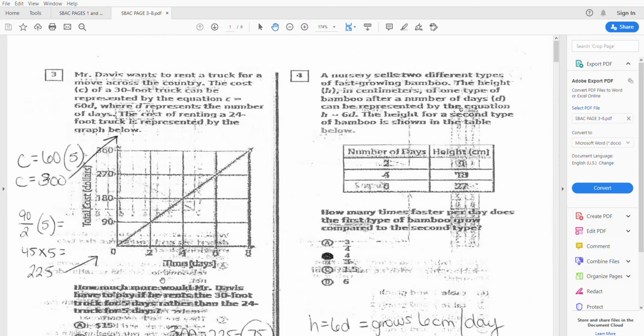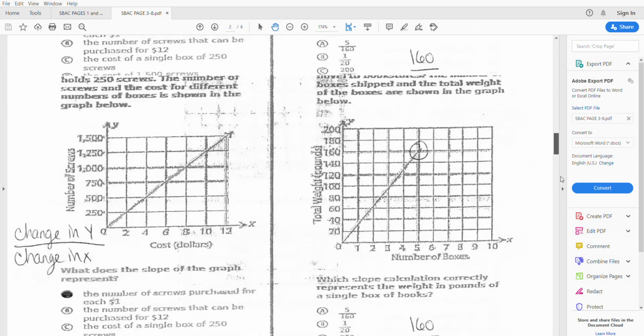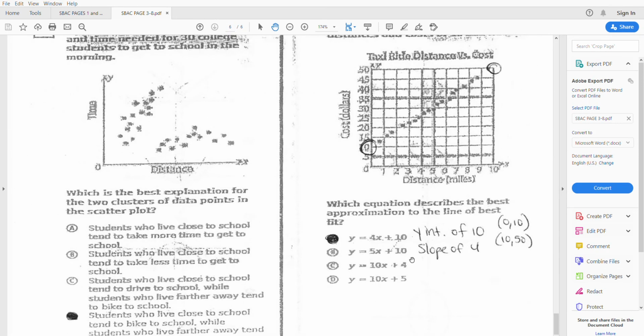All right, jumping over, I just want to make sure this is the right page. Okay, so it is going backwards, so I'm going to scroll up. So you can go down. This is page 3.